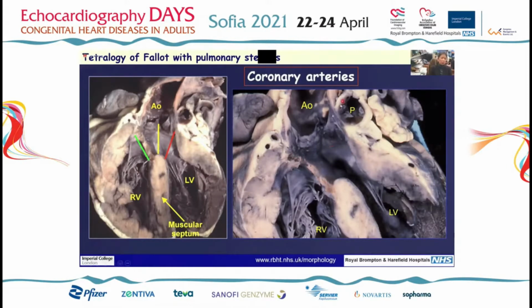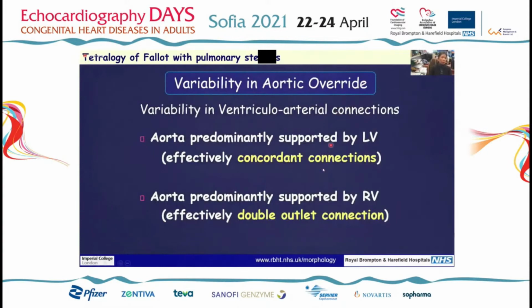And you will note the pulmonary valve here, a little bit visible, the pulmonary trunk or pulmonary valve area cut in cross-section, very small compared to the diameter of the aorta, and the proximity to the coronary arteries. So important to bear in mind, especially when intervening to deliver a prosthetic pulmonary valve in cases with previously repaired Fallot's tetralogy, for example. So variability in aortic override can effectively change a concordant ventricular arterial connection to that of a double outlet connection from the right ventricle.